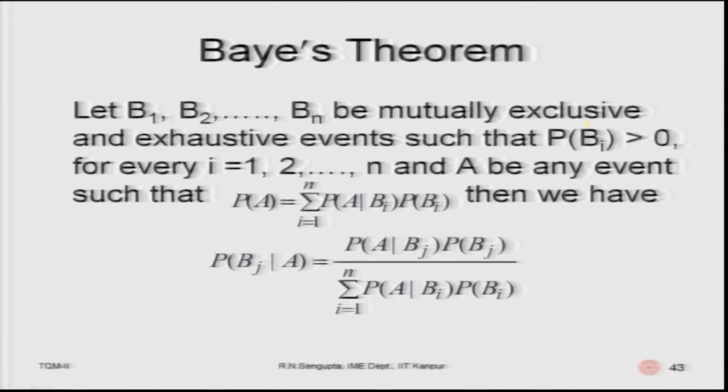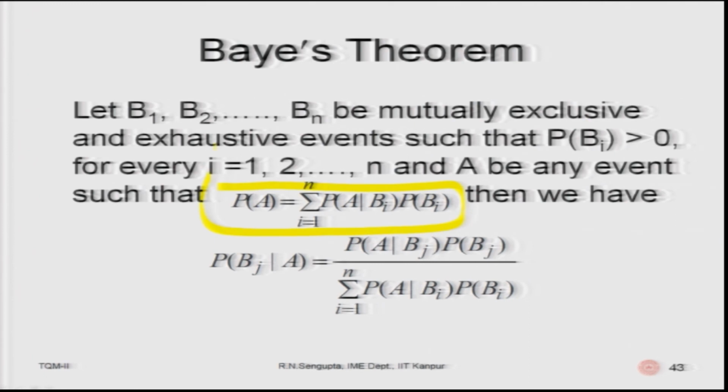Now the Bayes theorem. Let B1 to Bn be mutually exclusive and exhaustive events such that P(Bi) is greater than 0, that is, none of them is equal to 0, for every i from 1 to n, and define A to be an event. So, that is basically the conglomeration of the conditional probabilities coming into the picture, which will be, if I consider the overall summation. So, that will make sense.